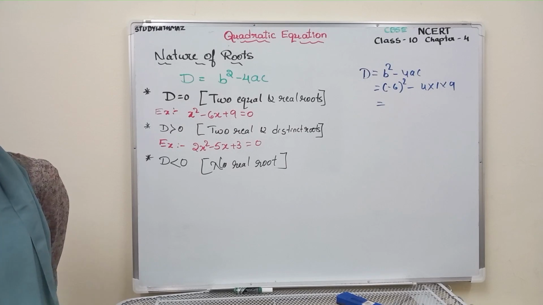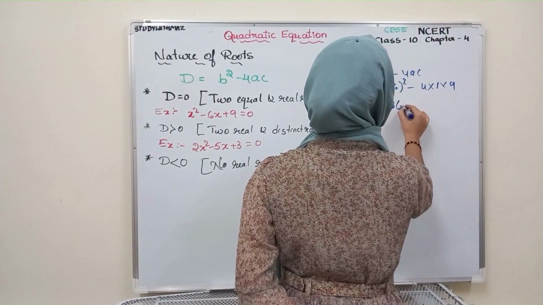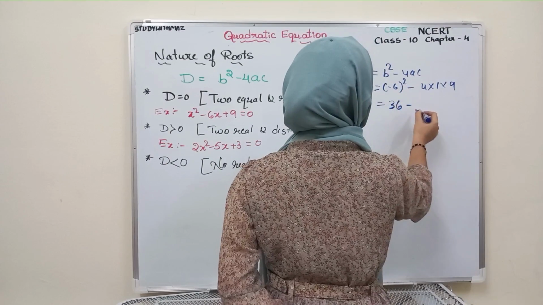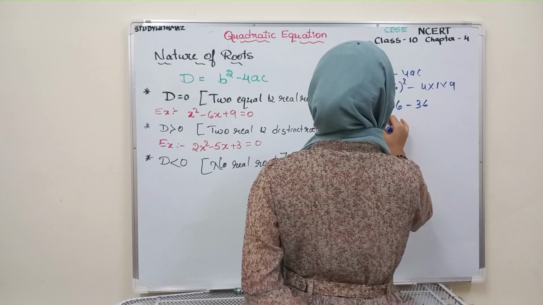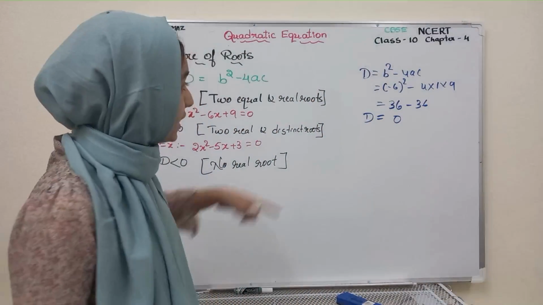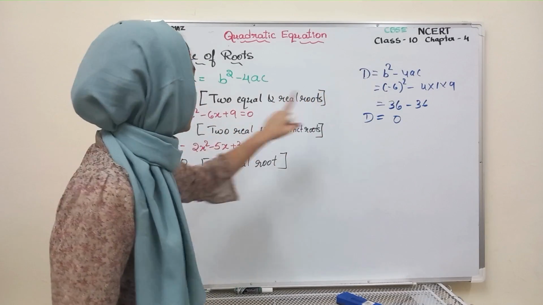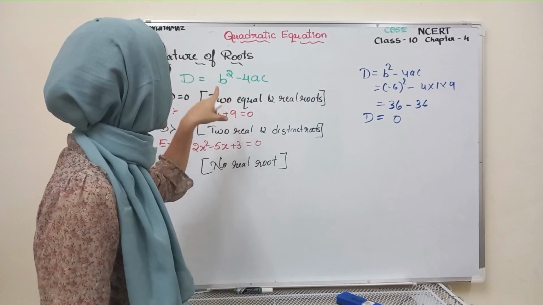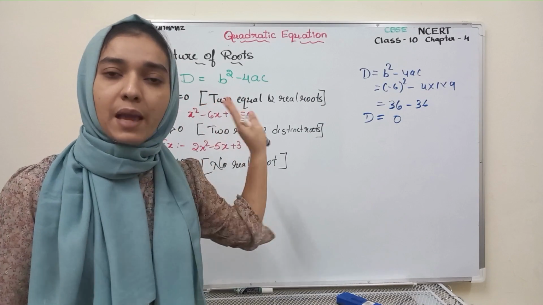Quickly you have to find the value. Yes, 6 6s are 36, minus, minus minus becomes plus. So 4 into 1 into 9 is 36. 36 minus 36 is 0. So D value is 0. Okay, D value is 0 we got in this equation. So now if you get D equal to 0, it means you will get 2 equal and real roots. Same roots you will get.